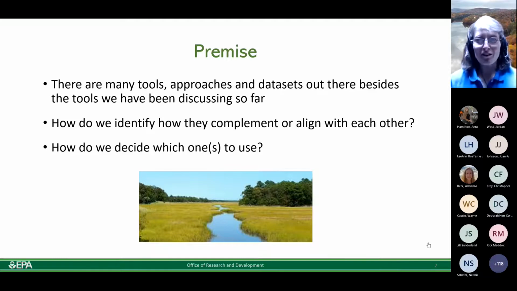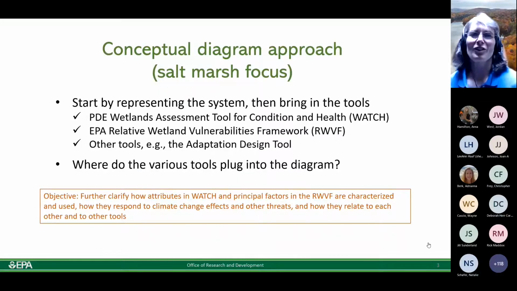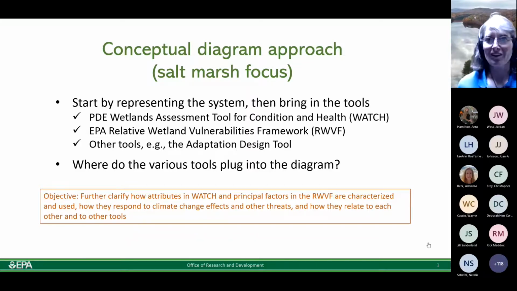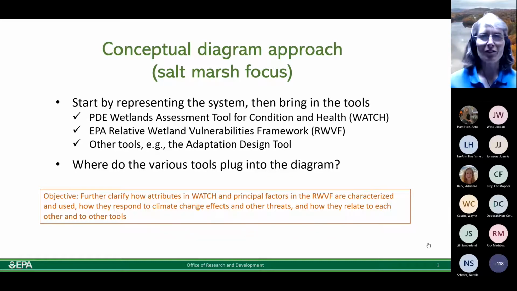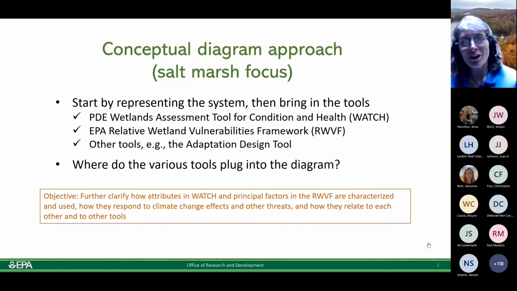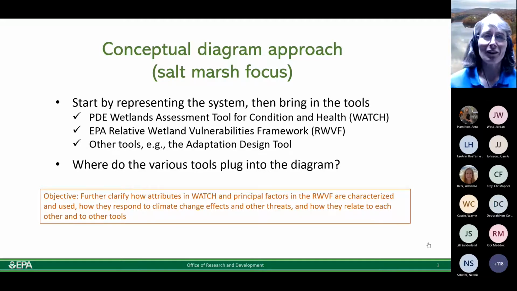In terms of our approach, as mentioned, we focused on the salt marshes for this project. We started with the PDE watch tool as the heart of our diagram. Then we brought in the information from the relative wetland vulnerability framework that Anna and Jordan talked about, plus other tools we were aware of, like the adaptation design tool that Leanne mentioned. We wanted to see where all these different tools plugged into this diagram.